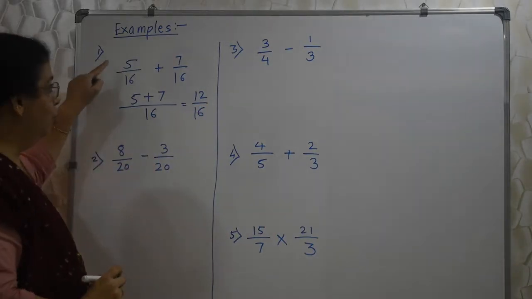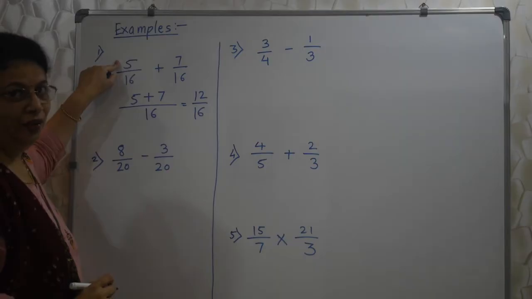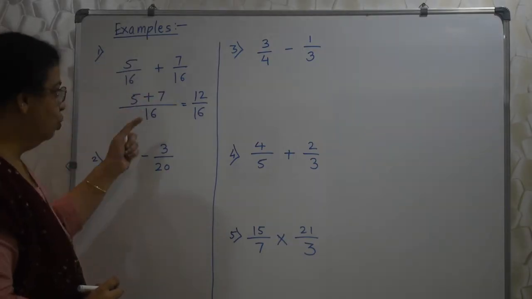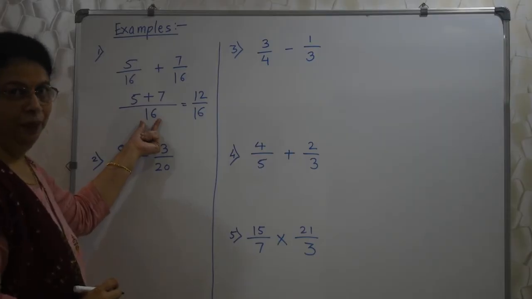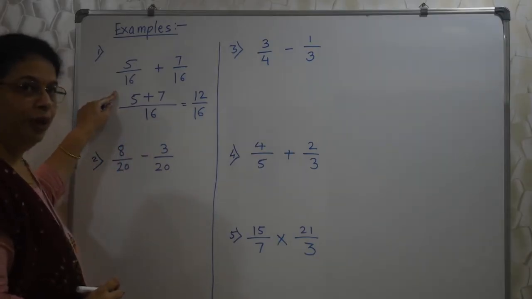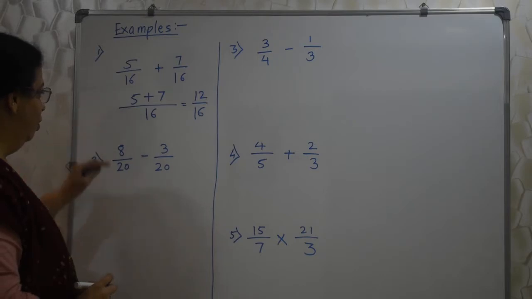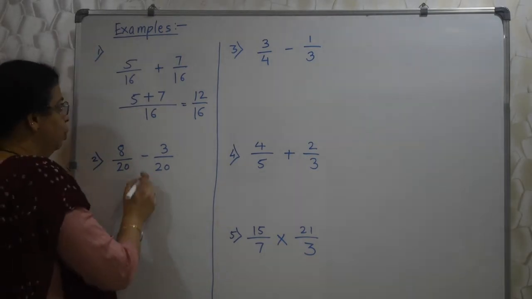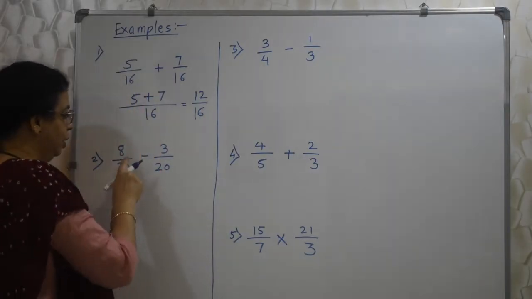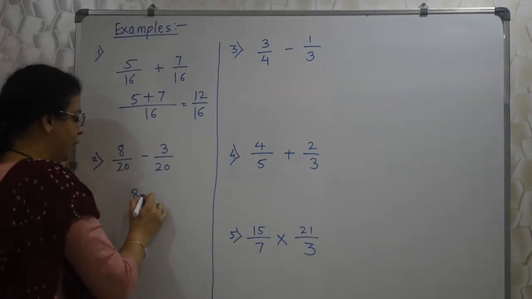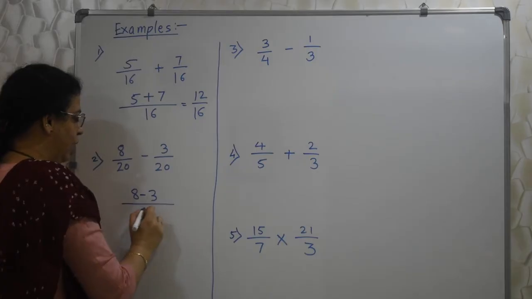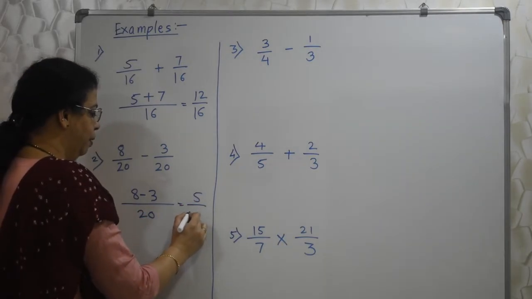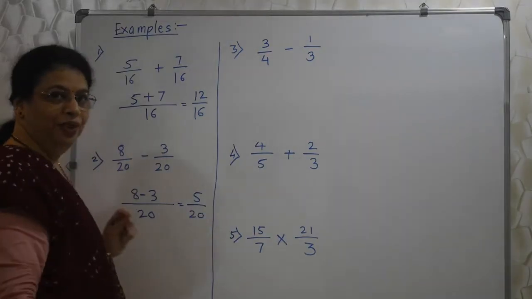I am adding only the numerators. Okay, the denominator I am giving this also 16, this is also 16. So commonly I am giving 16. Okay, only addition of numerators. Please be careful. Okay, same way in subtraction also I will do. Here I added because that was addition, here it is subtraction. So I will subtract 8 minus 3 and I will give common denominator. So it is 5 upon 20. Easy, isn't it?